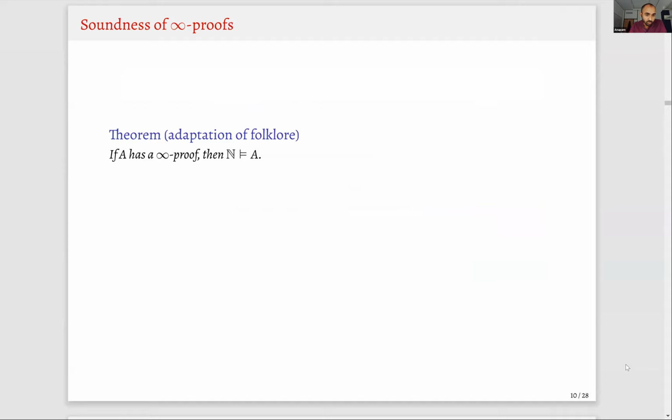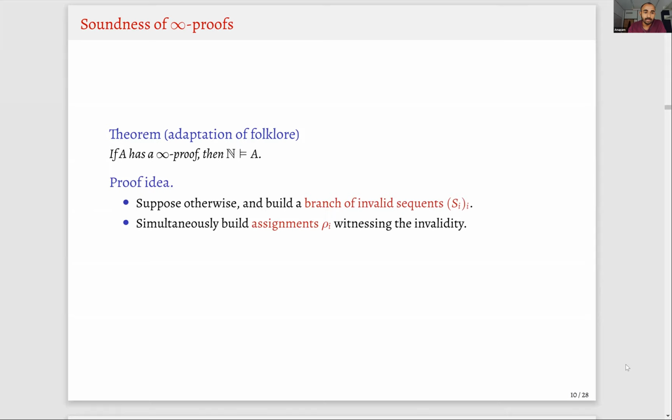So how does this proof go? And this is a really, really nice proof that works by contradiction. And this is the same proof in any of the logics, any of the subject matters where there's a standard semantics. So suppose otherwise. Suppose there's an infinity proof of a formula that's not true in the standard model. Since every inference step is locally sound, if the conclusion is false, then one of the premises must be false.